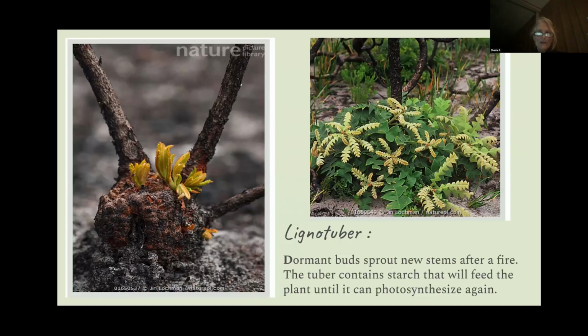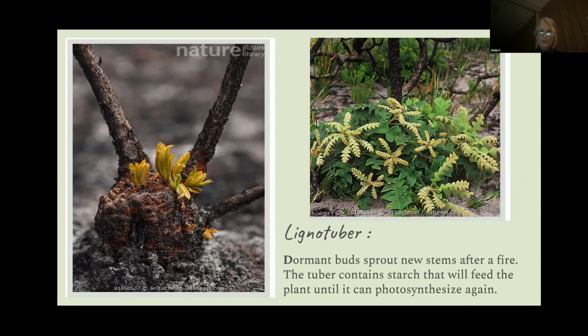The lignotuber is actually a swelling at the top of the root crown that contains dormant buds. And when fire passes through, those buds will sprout and the plant will regenerate. So the plant does not die in a fire after all. There's also starch in the lignotuber, which supports the growth of the shoots until they're able to produce leaves, which will photosynthesize and then produce the food for the plant.